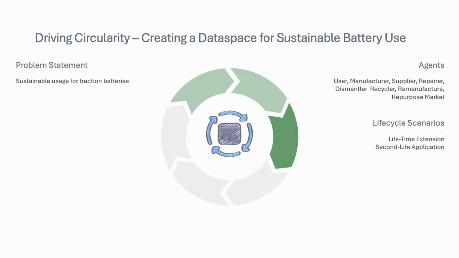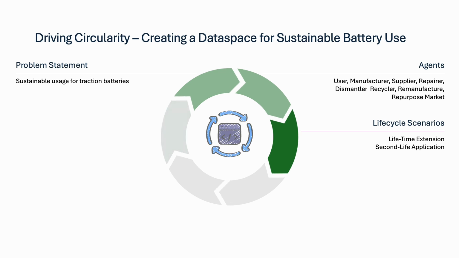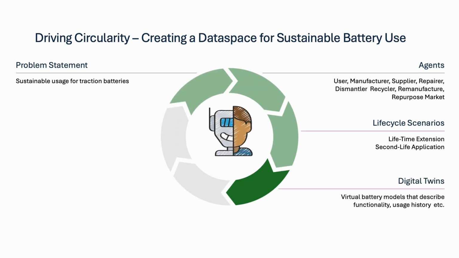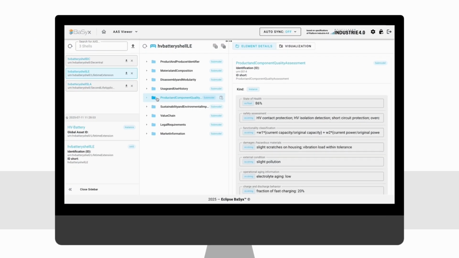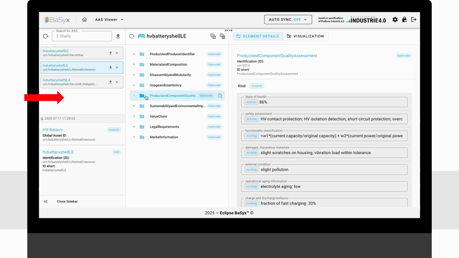Now let's look at the actual data stored in the data space. Together they form a digital twin of the battery, reflecting all information about the battery such as usage history, performance and more. This data is organized into data products, like folders or submodels, each covering a specific domain, such as product and component quality assessment. Inside these submodels, individual data points are stored, for example, the battery's state of health.